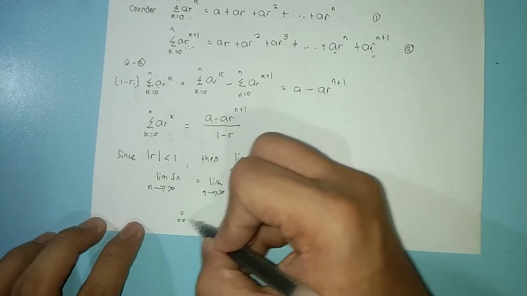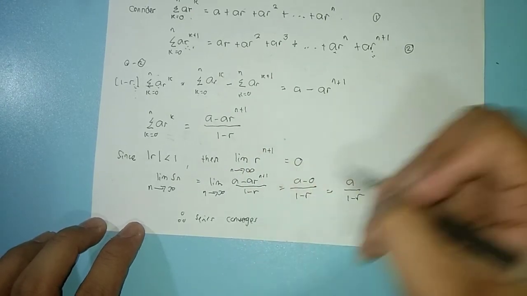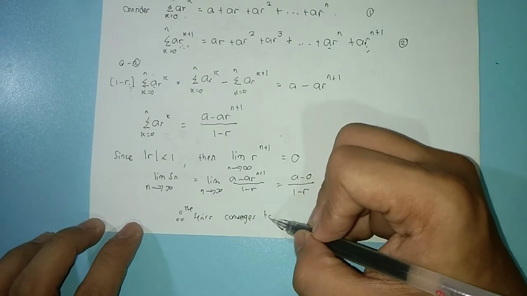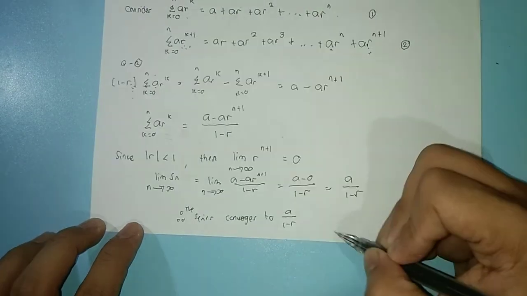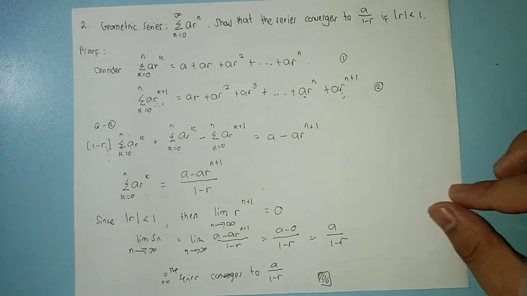Therefore, the series converges. Okay, or the series converges to a over 1 minus r. So this is done.